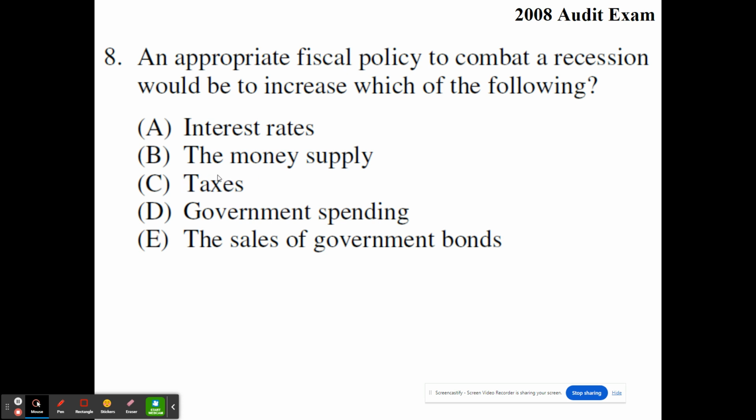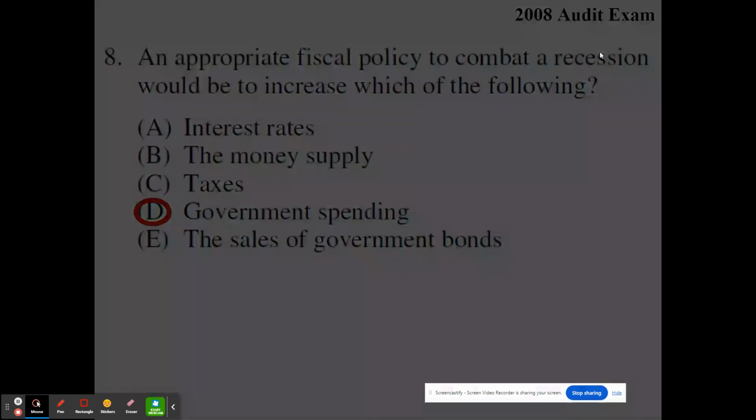If you increase taxes, that's going to be a contractionary fiscal policy. That one's out because we're in a negative output gap as indicated by the recession. And a sale of government bonds, we're going to have to get to that in Unit 4. That's definitely not one of our tools of fiscal policy. So I'm going to go with B. We're going to need to increase government spending to move AD to the right to combat a recession, to combat a negative output gap.